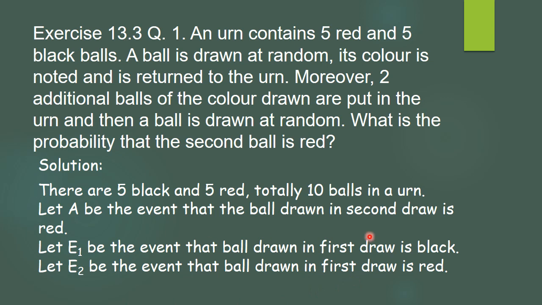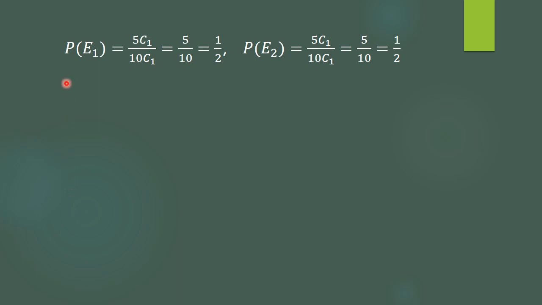First we'll calculate the probability of E1. There are 5 black balls, so out of 5 we have to select 1. It can be selected in 5C1 upon the total of 10 balls, that is 10C1, which is 5 by 10, or half. E2 is the red ball, and its probability again, there are 5 red, so it is 5C1 upon 10C1, which is also half.